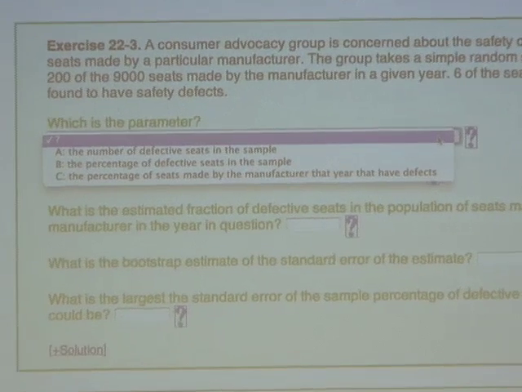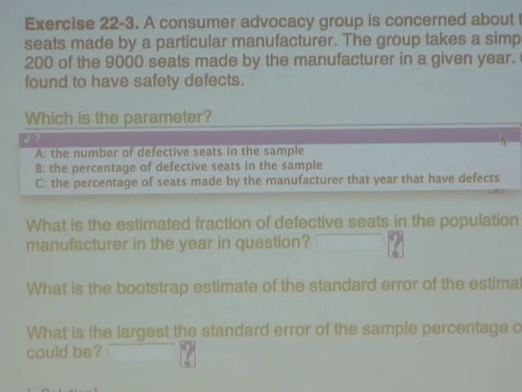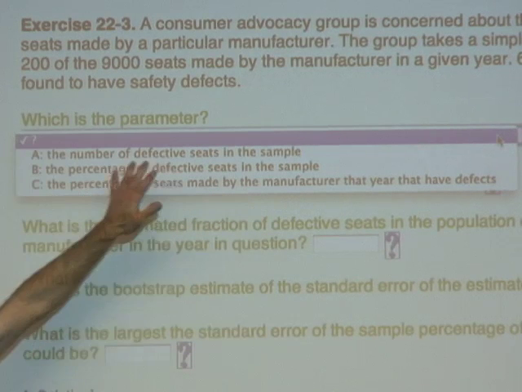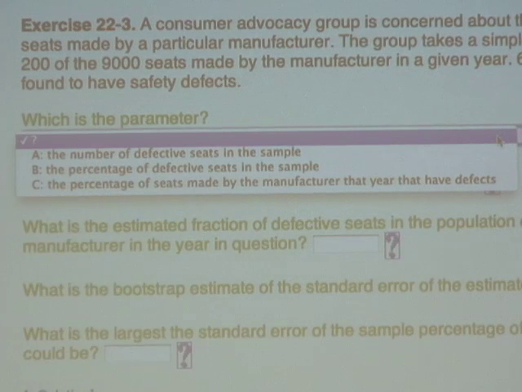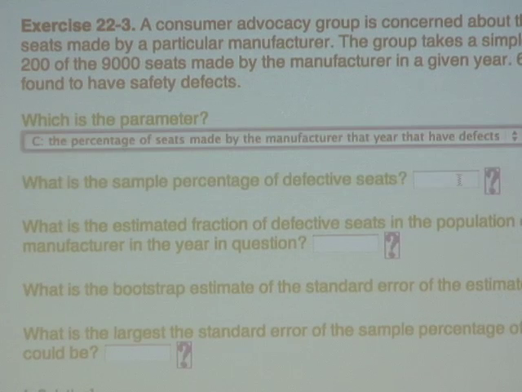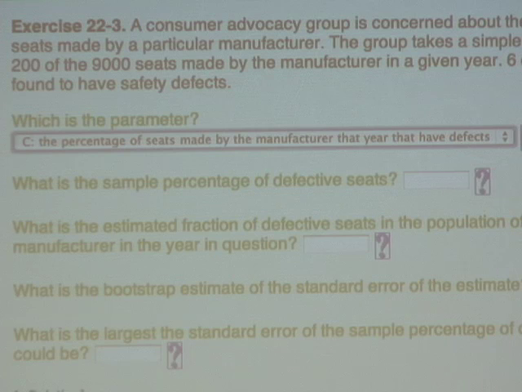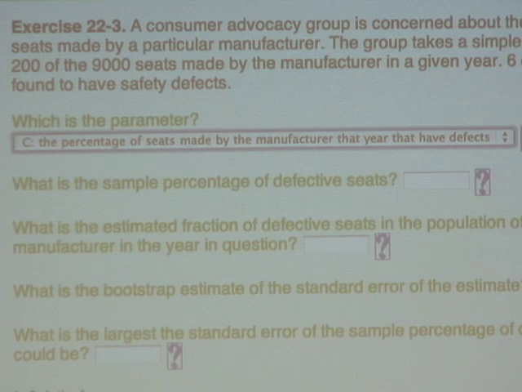Is it the number of defective seats in the sample, the percentage of defective seats in the sample, or the percentage of seats made by the manufacturer that year that have defects? C, right? The parameter is a property of the population, not a property of the sample. So this is C. What's the sample percentage of defective seats? Six over 200, which we can, even in our heads, turn into a percentage. 6 over 200 is like 3 over 100, which is 3%.